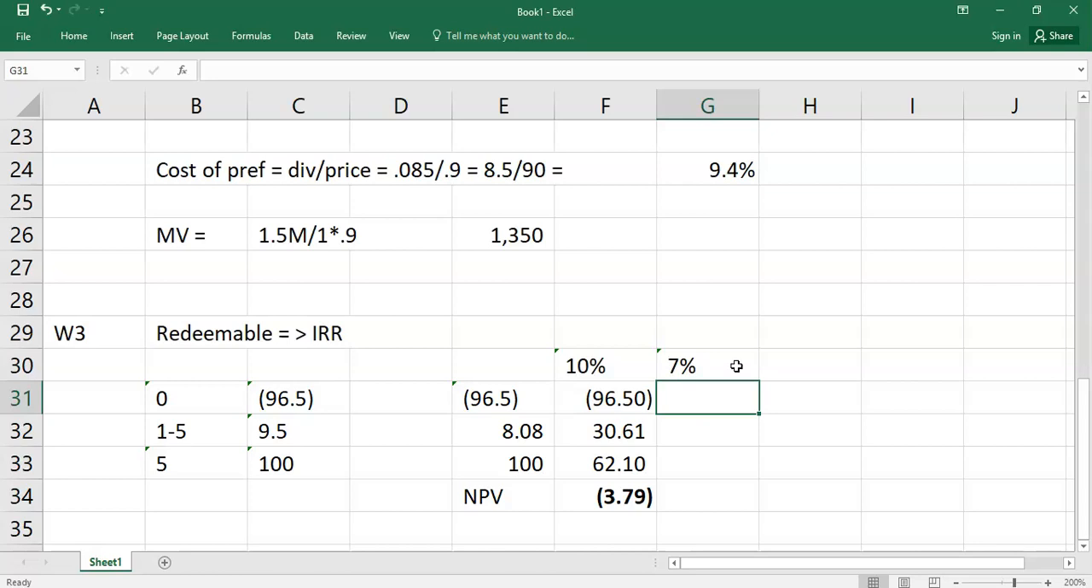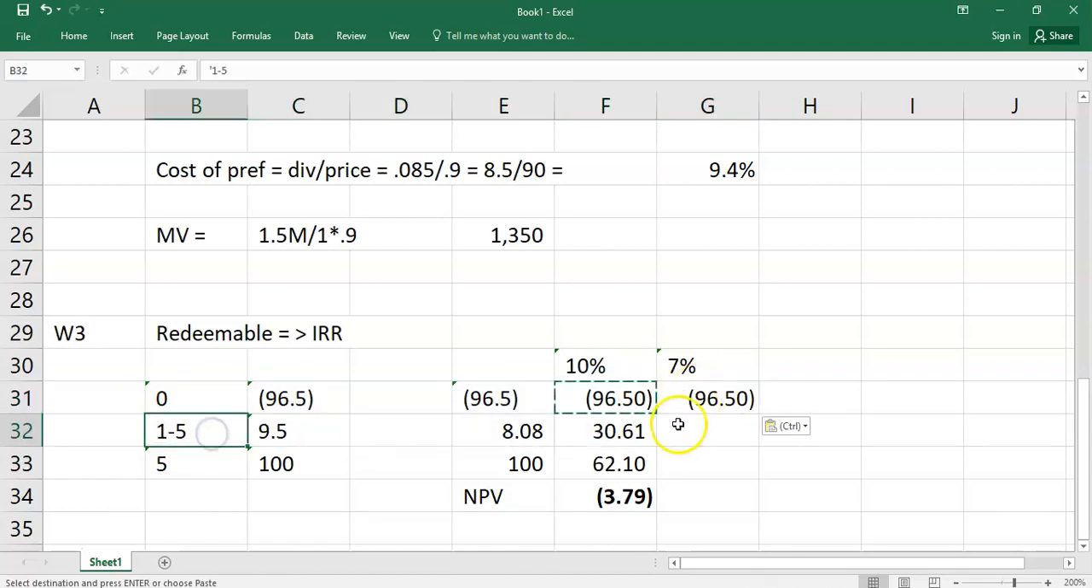Remember here now, how do we know we need to go lower? Well, if you're negative NPV here, we need a lower discount rate, which gets a higher NPV. So if we want a positive NPV, we must go lower than 10%. I go to 7 because I'm following the solution, but if you went to 5% or 4%, that would be fine as well. So the 96.50 doesn't change. It's already at its present value because it's year 0.